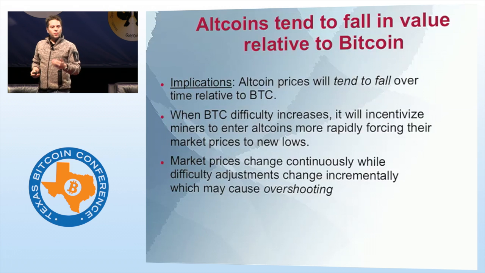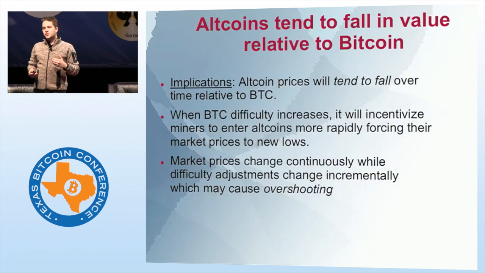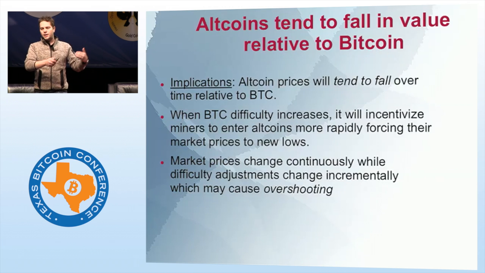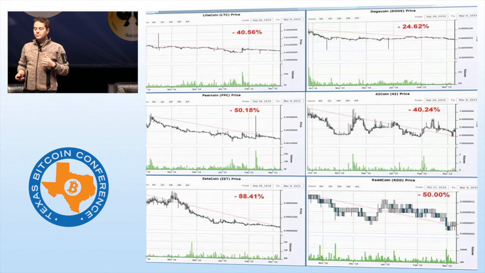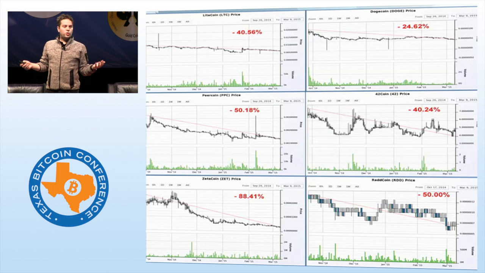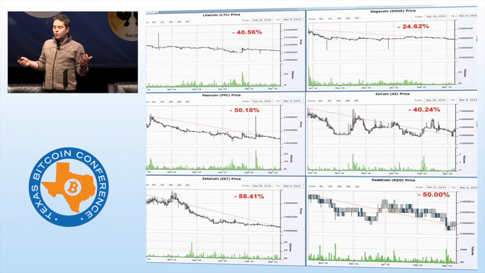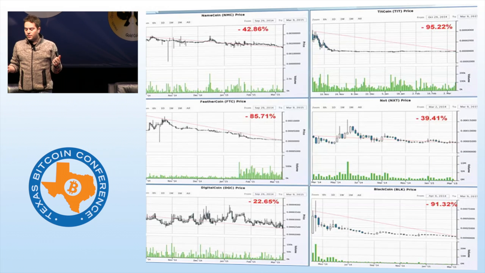We also have the problem of overshooting, which has to do with the market price being continuous and the difficulty adjustments being incremental. And there's also a time lag with confirmations. Some of these altcoins take a long time to go from mining to a wallet to an exchange and then trade. So here's just some examples of real-world market data of some of the most popularly traded altcoins in the last 6 months. And they're all down significantly. Here's 6 more.